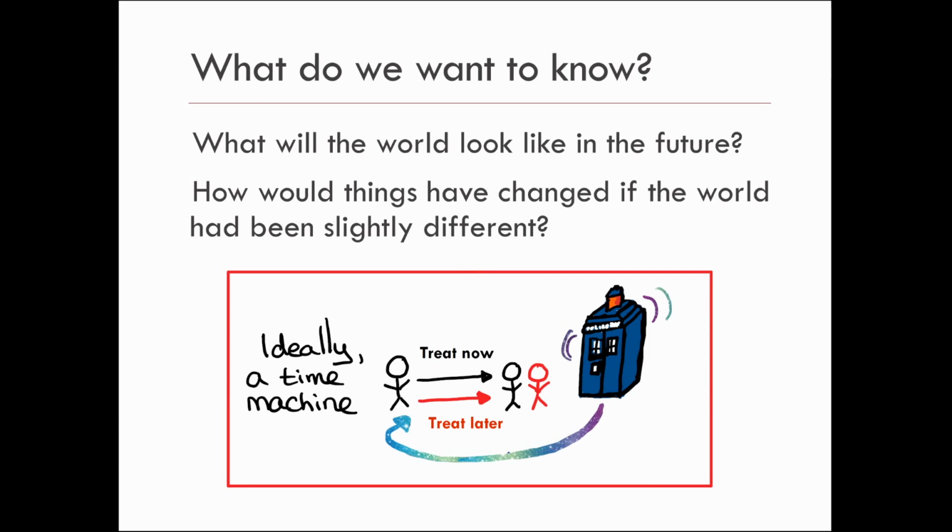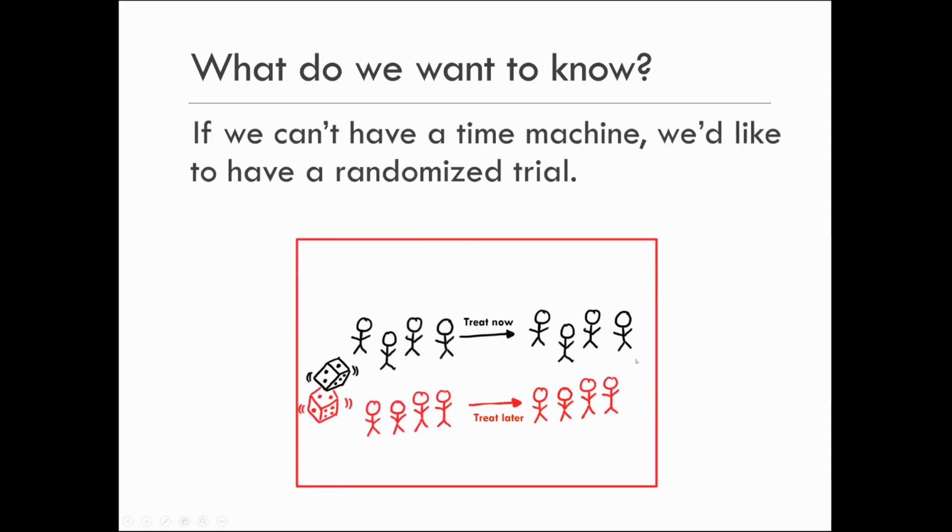If we had a time machine, we could take some action now, or even not take an action now, go into the future, see what happens, get in our time machine, come back, and then do something else, see how that differs, and then come back and take the right decision that gives us the best outcome. Obviously, we don't have a time machine yet.